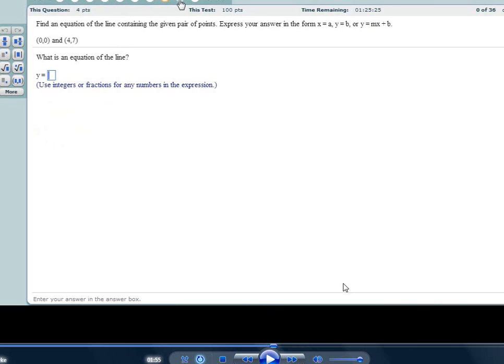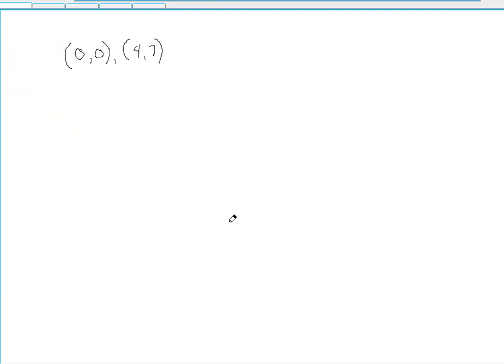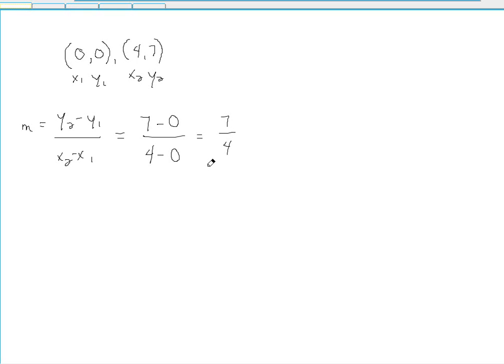So we're given 2 points. Let's first find the slope. Let's label these points. All right, and here's our formula for the slope, with x2 minus x1 in the denominator. So now we just plug the numbers in. 7 minus y1, which is y2 for the 7, minus y1, which is 0. In the denominator, you have x2 minus x1. And you end up with a slope in simplified form of 7/4.